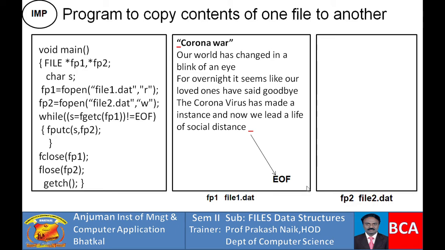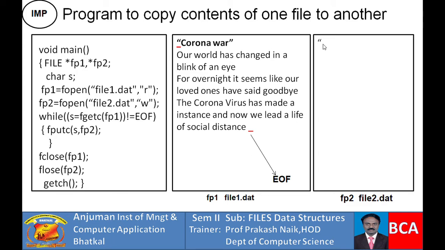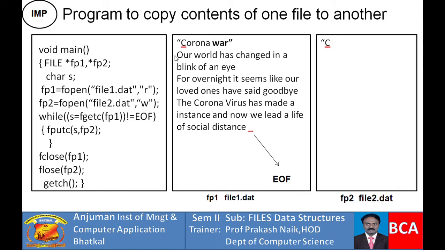What is fp2? fp2 is file 2. Here what happens is the content of s is stored in the file, and this is the content you can see here. One part is over. Now as this has been done, in fp1 the position moves to the next position address. You can see here, you move to the next address. Now it's pointing to C. Goes back to the loop.